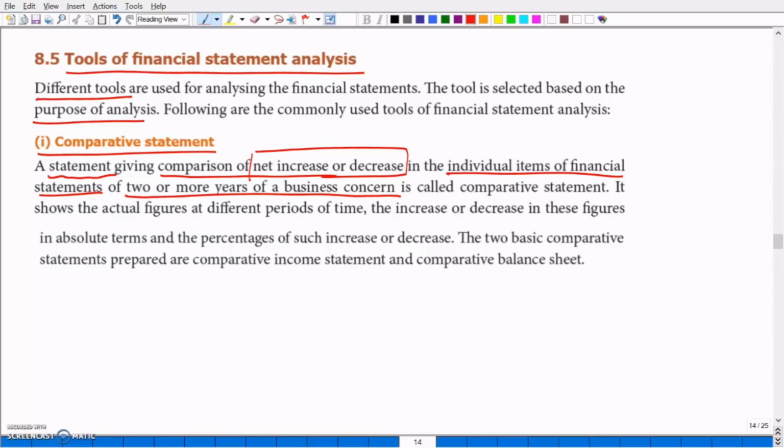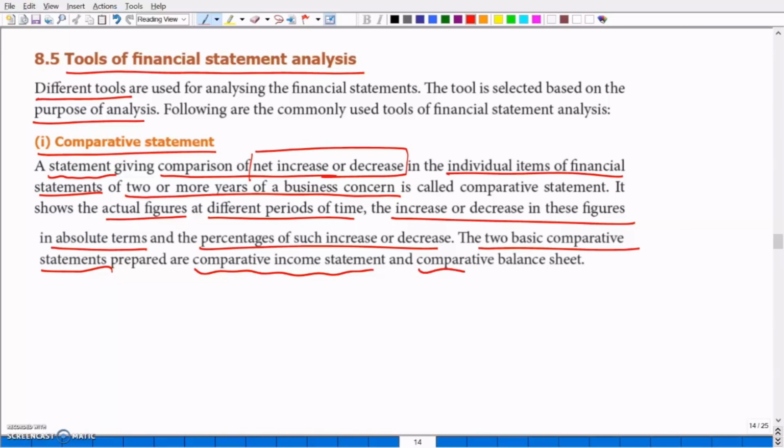So comparative statement is a statement which gives comparison of net increase or decrease in individual items of financial statement of 2 or more years of a business concern. It will show the actual figures over different periods of time with the increase or decrease in those figures, in absolute terms, and the percentage of that increase or decrease will also be given. The 2 basic comparative statements prepared are comparative income statement and comparative balance sheet. That's about comparative statement. We'll be looking at the format and all in the next session.